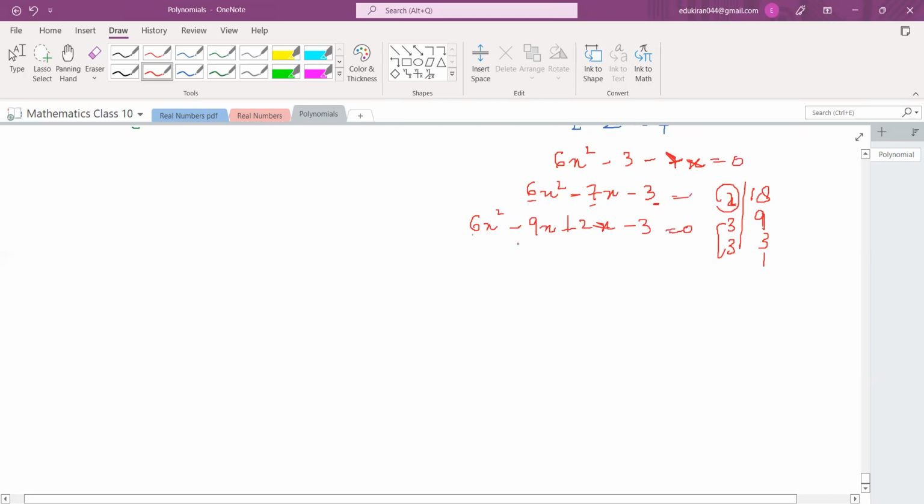Now from the first two terms, you can take 3x common, so 2x minus 3. And then from the other two terms, you can take 1 common. Then 2x minus 3 is common from both the terms, and 3x plus 2 is equal to 0. So that is going to give you x is equal to 3 by 2 and x is equal to minus 2 by 3. Hope this is clear. And then you can verify the results.